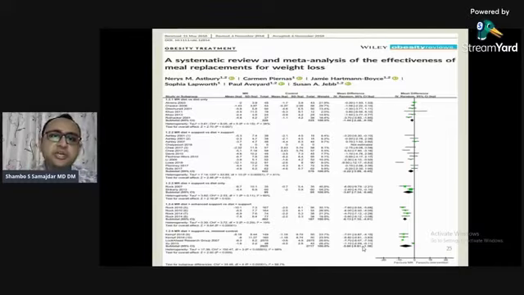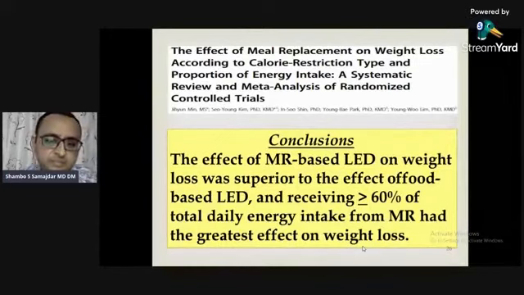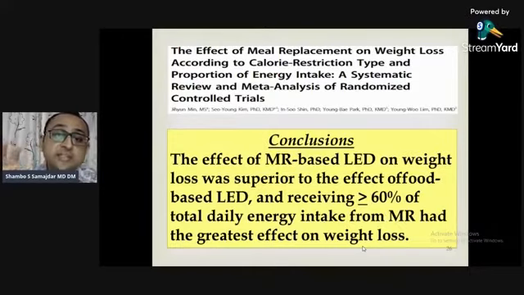Here we can see a beautiful systematic review and meta-analysis of meal replacements for weight loss, and this forest plot clearly suggests the beneficial role of meal replacements. Then there is another systematic review and meta-analysis of all the randomized controlled trials done on meal replacement.